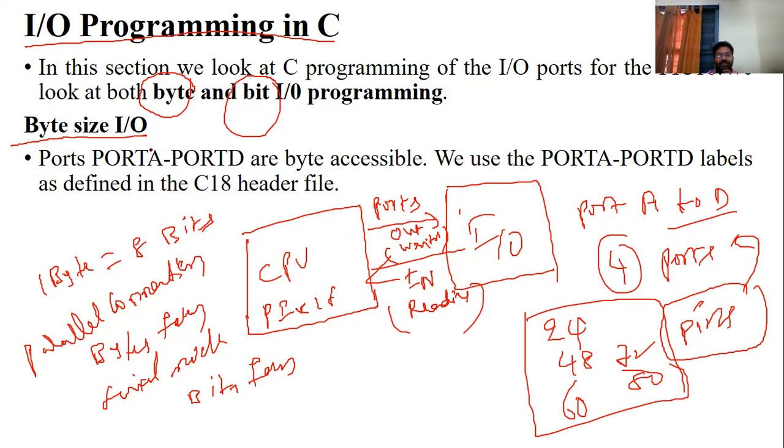You can convert port A as an input port or an output port. Similarly, port B, port C, and port D. All these 4 ports can work as input port or output port. The way you connect to the input output devices depends on sending the information.